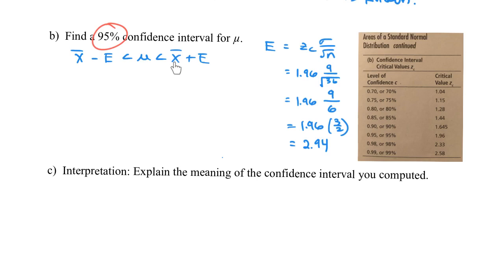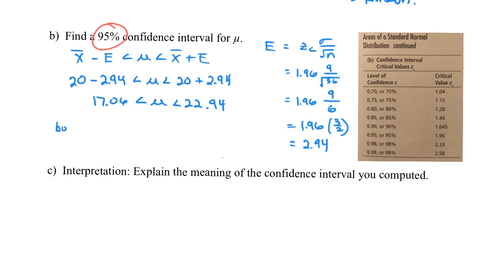And X bar is our sample mean, which they told us was 20. Because the original problem said a random sample size 36 has a sample mean of 20, right, in the original problem. So there's going to be a 20 here. So at this point, we just plug in the numbers and see what happens. So we plug this in, we do the math, we get 17.06 is less than mu, which is less than 22.94. And in the book, when you look in the back of the book, a lot of times they'll write it like this.